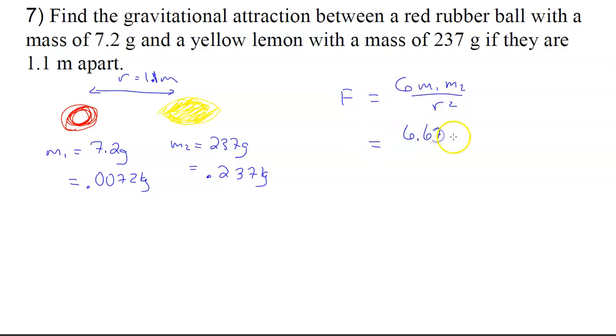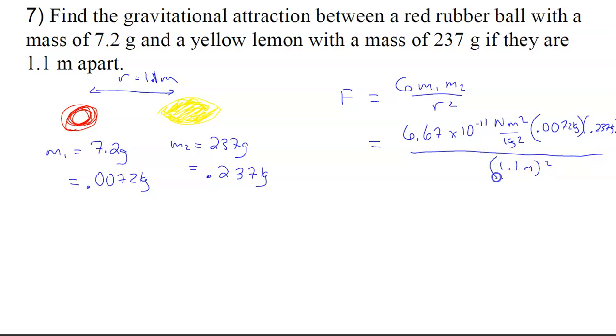So here's the value of the universal gravitational constant. That should be measured in newton meters squared per kilogram squared. The first mass is 0.0072 kilograms. The second mass is 0.237 kilograms. And I'm dividing down here by that distance of 1.1 meter squared. Just checking the units: there's a meter squared on top, meter squared on the bottom. Those go away. Kilogram times kilogram makes kilogram squared, which cancels. The only thing left is going to be newtons, and you can go get the number for that.